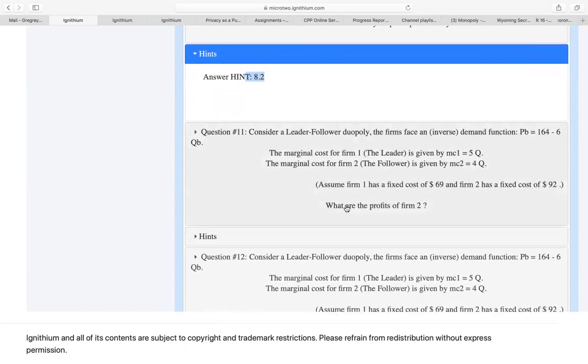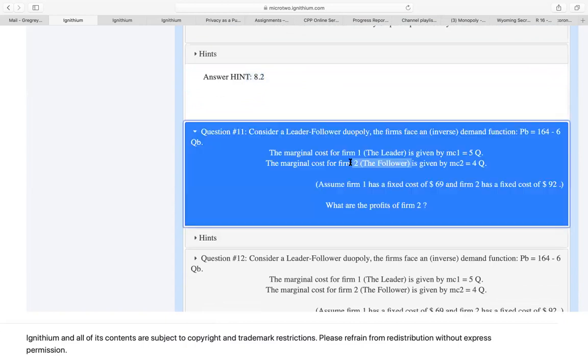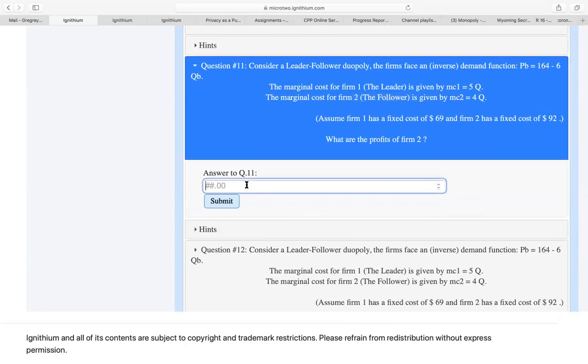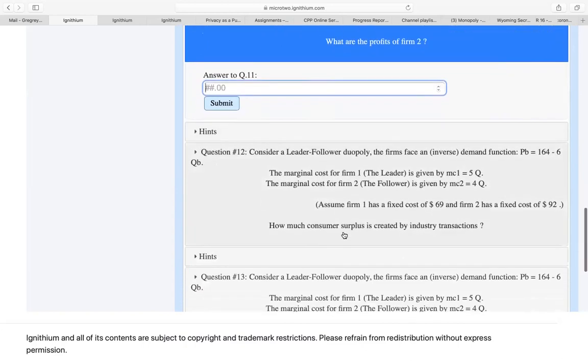And now what are the profits of firm two? So they're asking for the profits for the follower, okay? So you all should be able to do that pretty easily at this point. We have the information, so I'm not gonna show you the answer, but let's see if there's one that's a little bit more complicated before we come back.